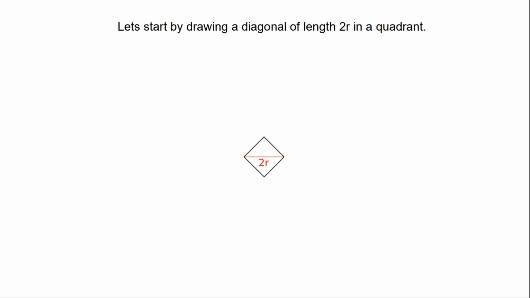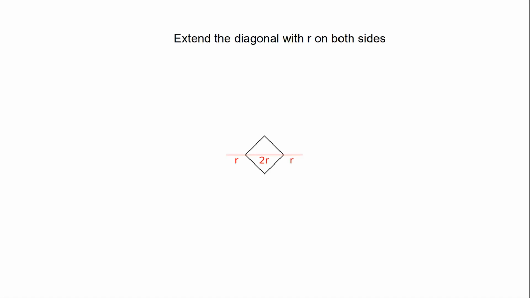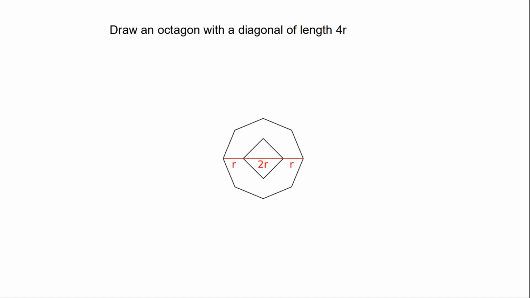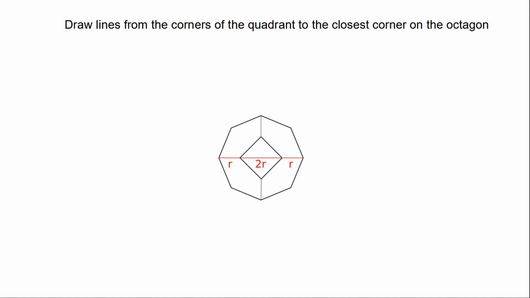Let's start by drawing a diagonal of length 2r in a quadrant. Extend the diagonal with r on both sides. Draw an octagon with a diagonal of length 4r. Draw lines from the corners of the quadrant to the closest corner on the octagon.